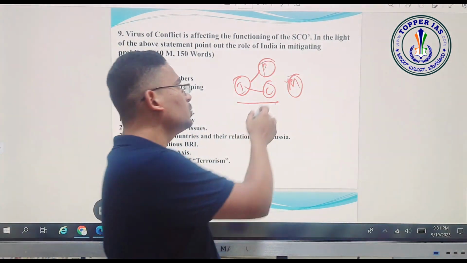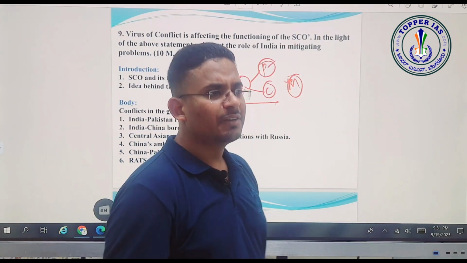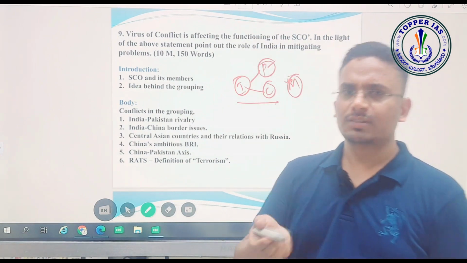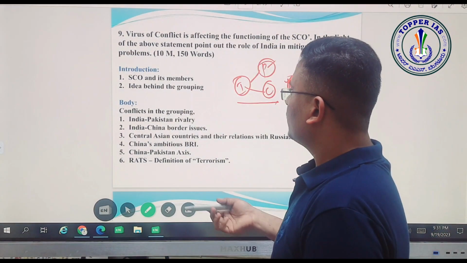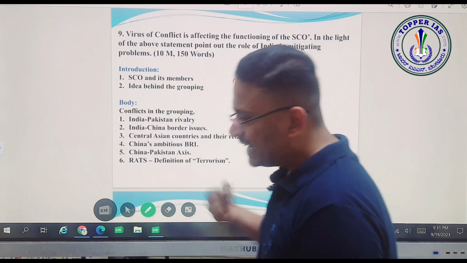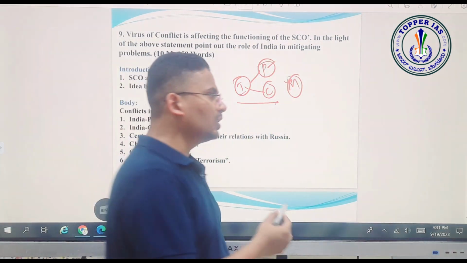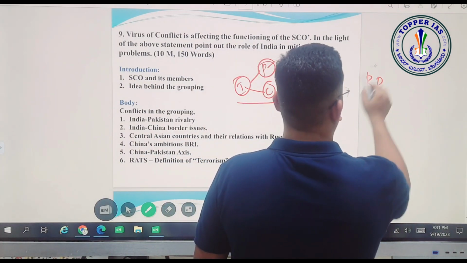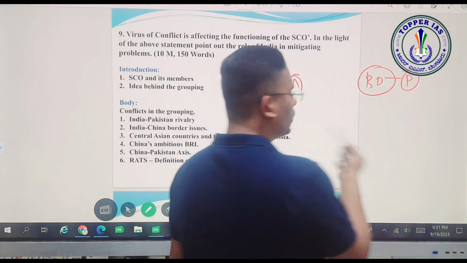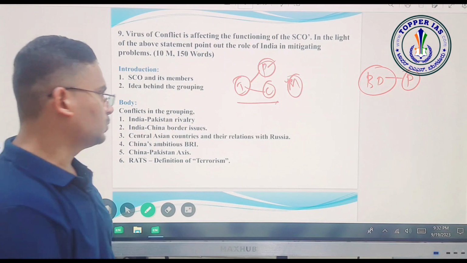Particularly with Pakistan, India is having cultural conflicts also, related to religion. Then the Central Asian countries within themselves are having border disputes. So border dispute is one of the problems which the grouping is having.